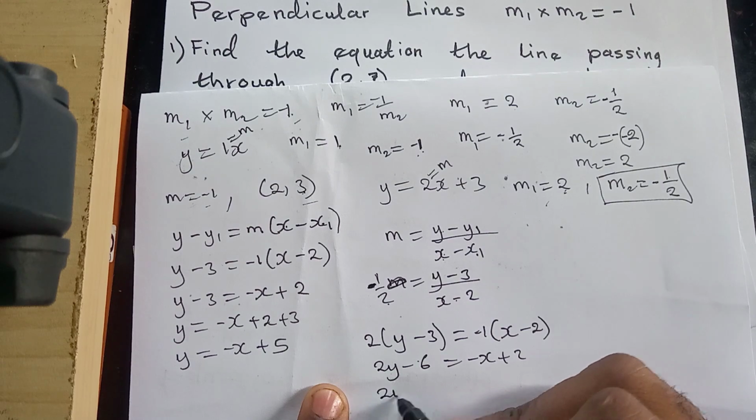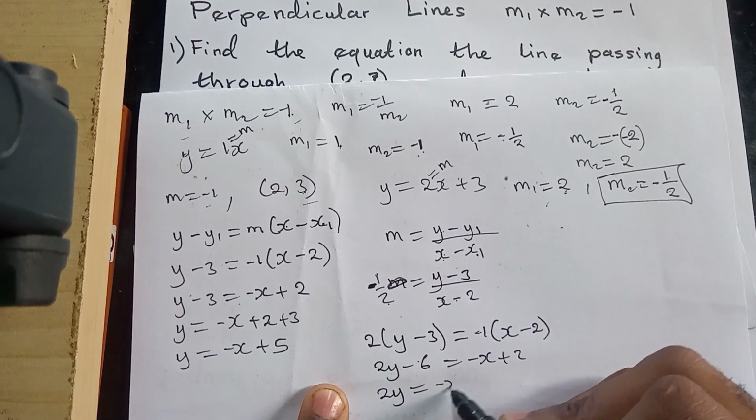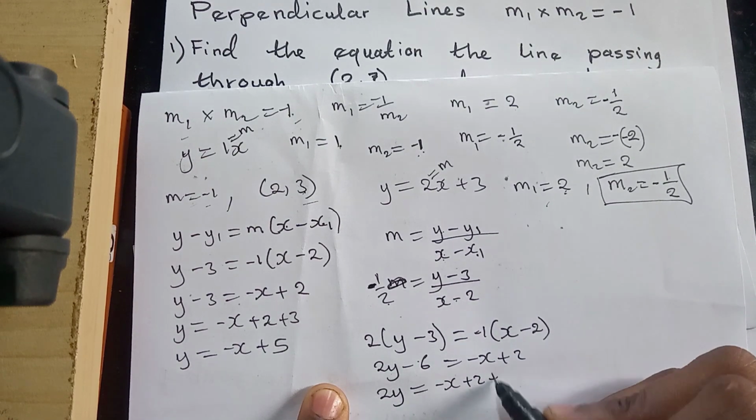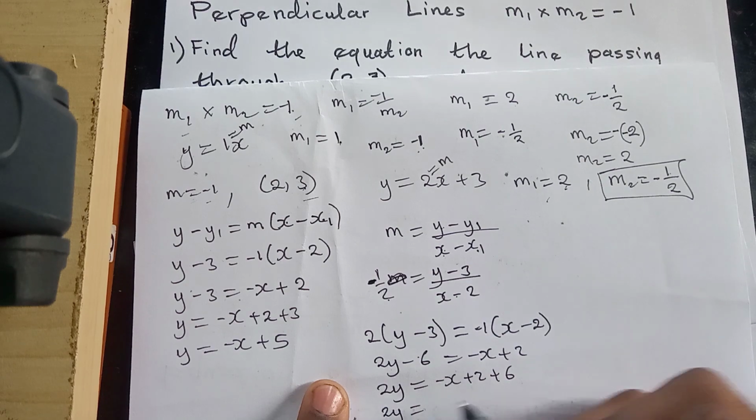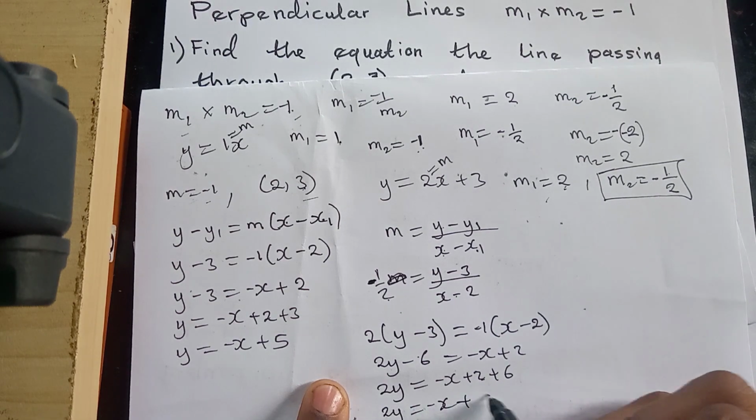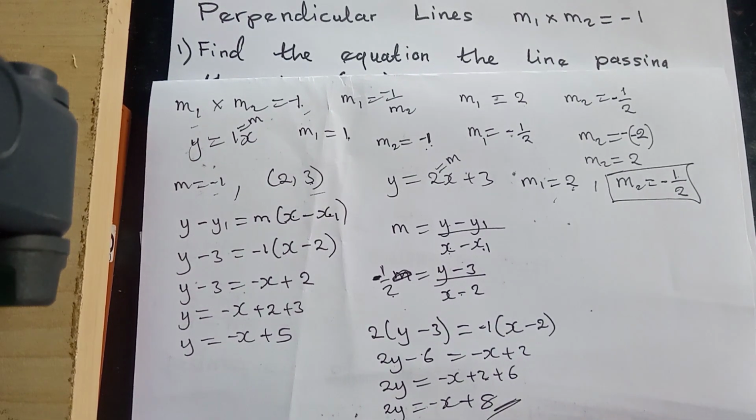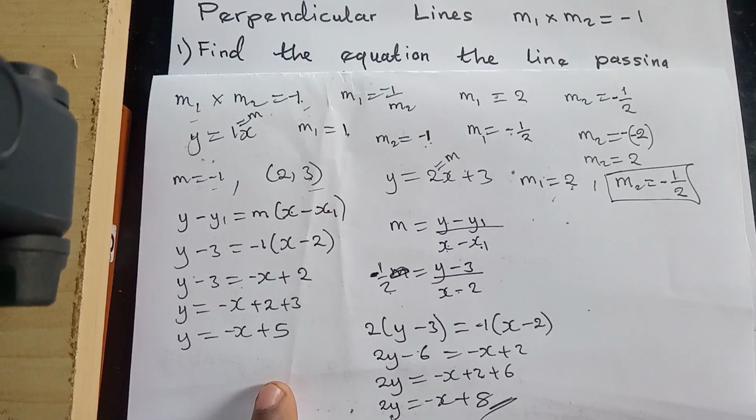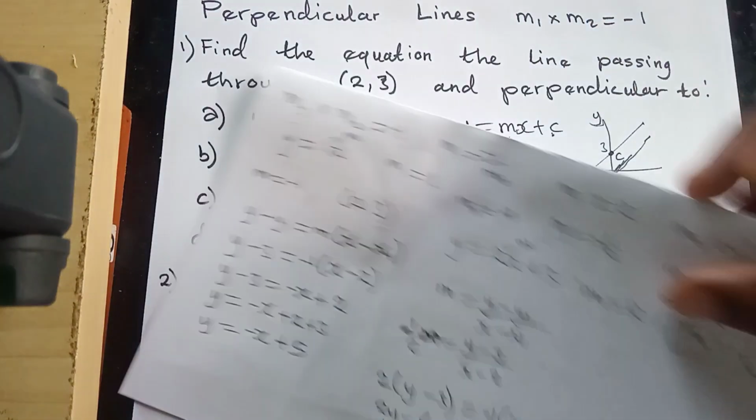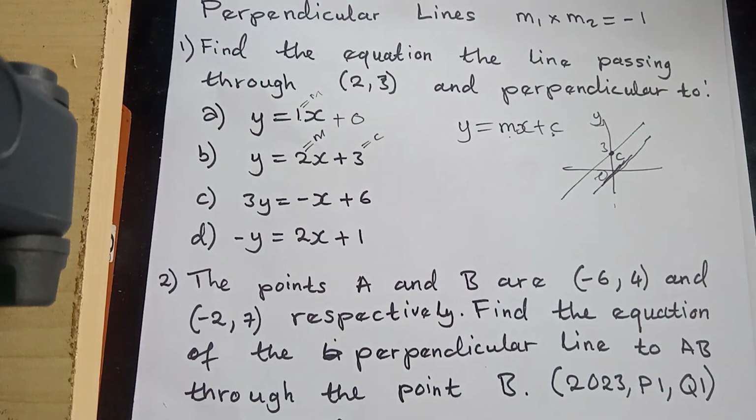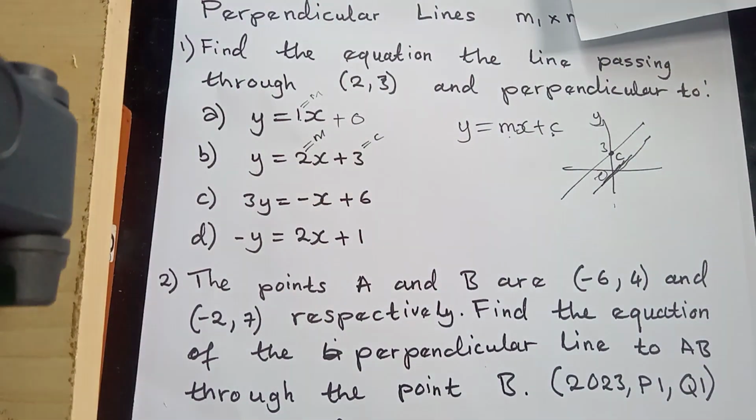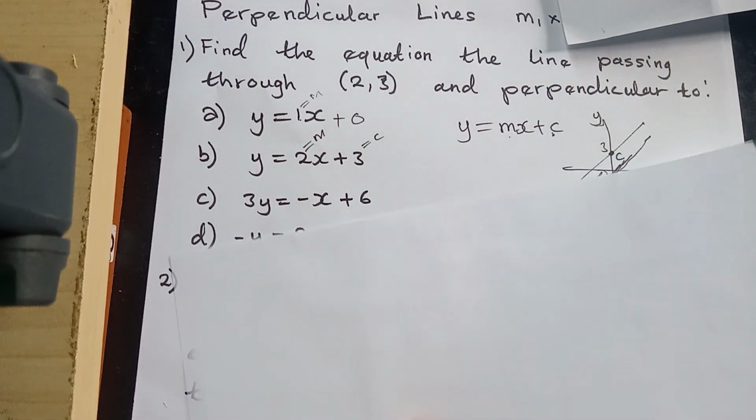Then we can just take the 6 to the other side and say plus 6. Then we have negative x plus 8, and you are done. If you want, you can make y the subject of the formula by dividing through by x, but it's okay to leave it like this. And then part C is a bit unique, but not really hard.